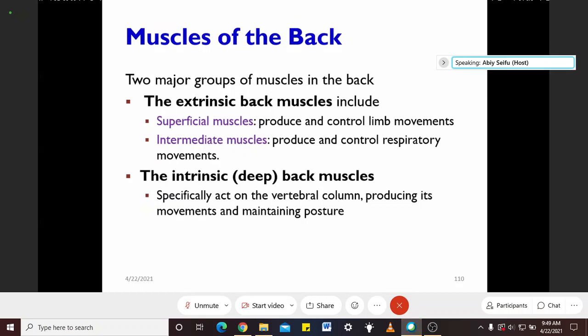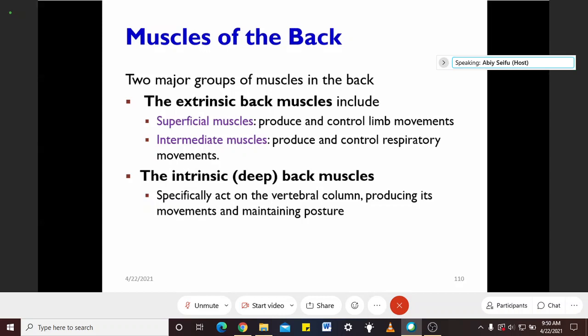they act on the vertebral column, producing movement and maintaining posture. So the deeper muscles are also called the proper back muscles, because they act on the vertebral column and maintain its posture. Whereas the superficial and intermediate groups of the back muscles act on the upper extremity and on the ribs.